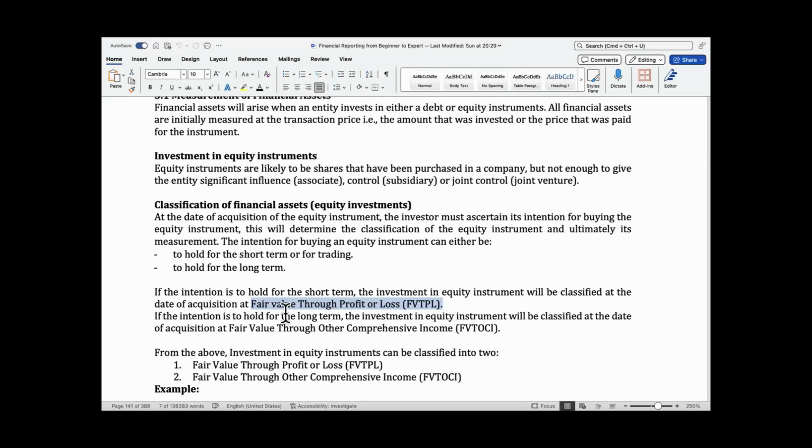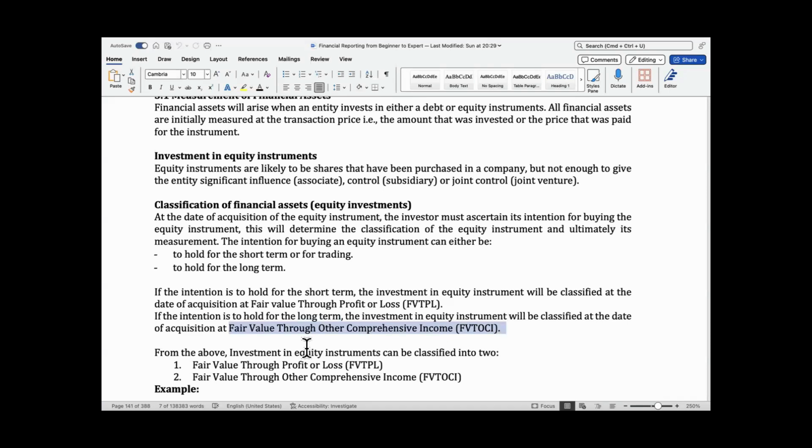But if the intention is to hold it for the long term, then that investment in equity instruments, you're going to classify it at fair value through other comprehensive income.